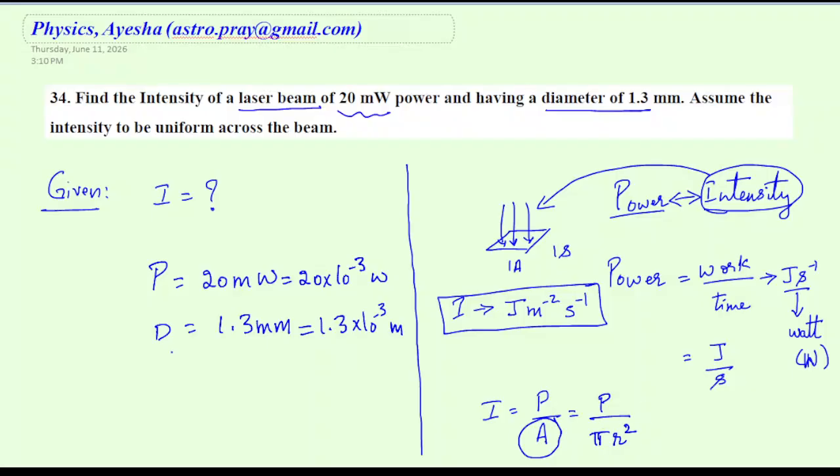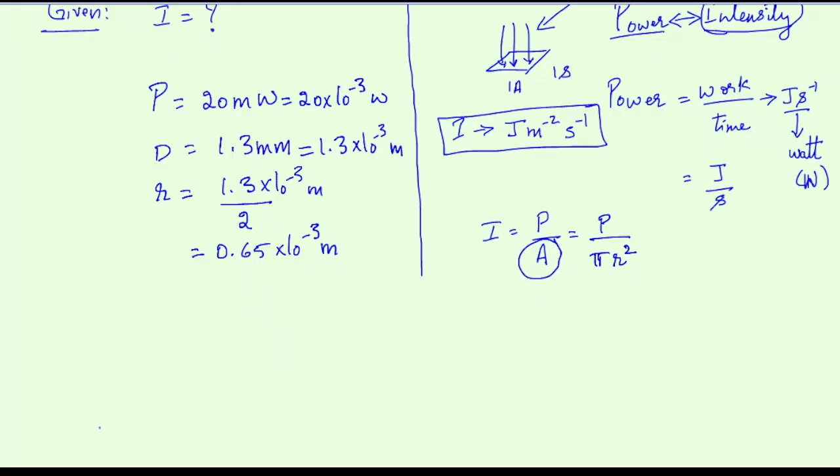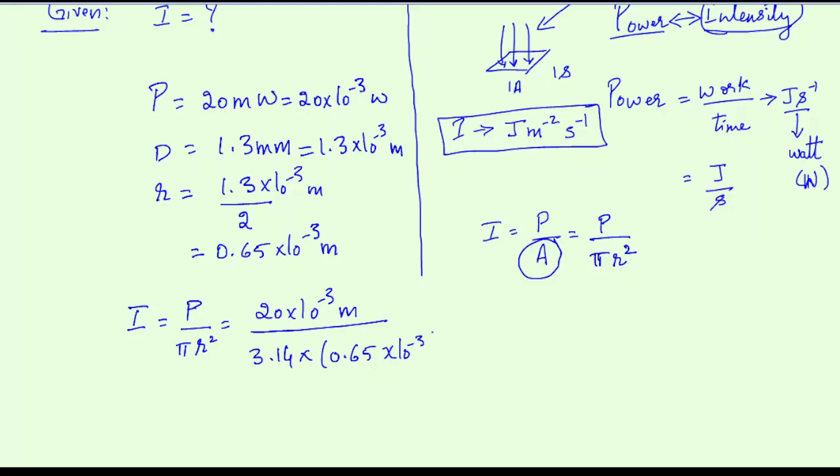Now, what is given is diameter. We are supposed to reduce that to radius, which is 1.3 into 10 to the minus 3 meter divided by 2. So, we are dividing diameter by 2 to get the radius, 0.65 into 10 to the minus 3 meter. Now, let's plug in the values in the formula. I equals P divided by pi r square, which is 20 into 10 to the minus 3 divided by pi, 3.14, multiplied by 0.65 into 10 to the minus 3 whole square.